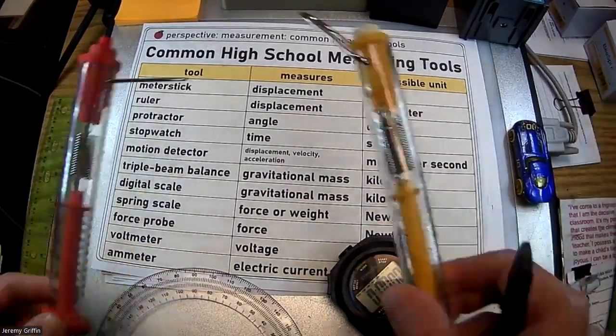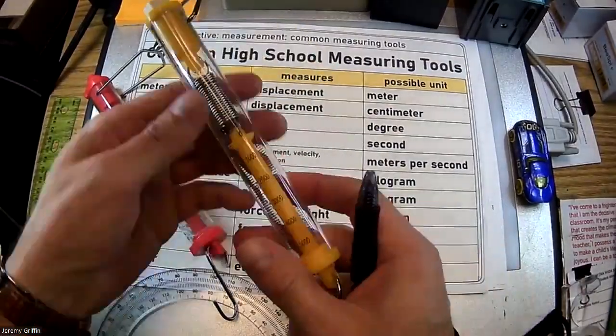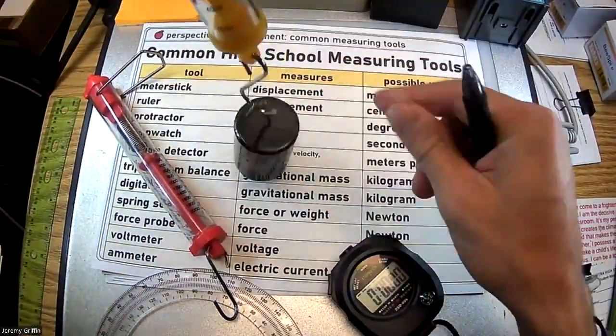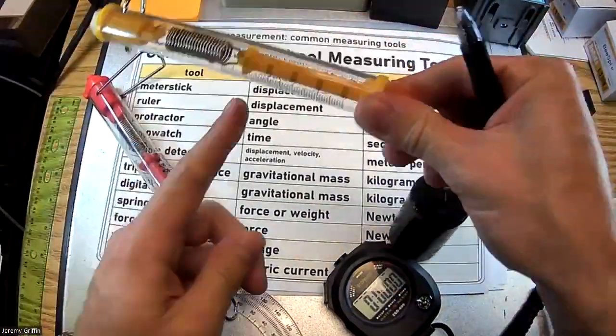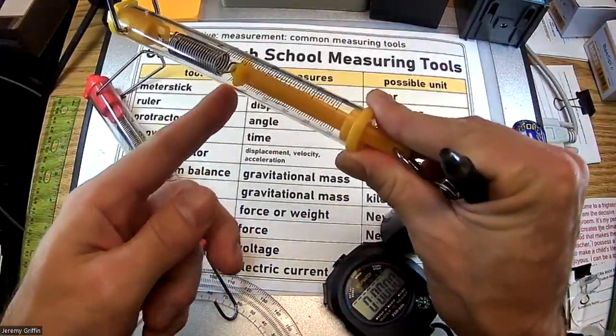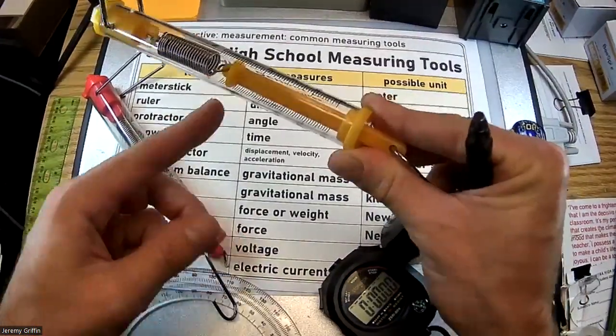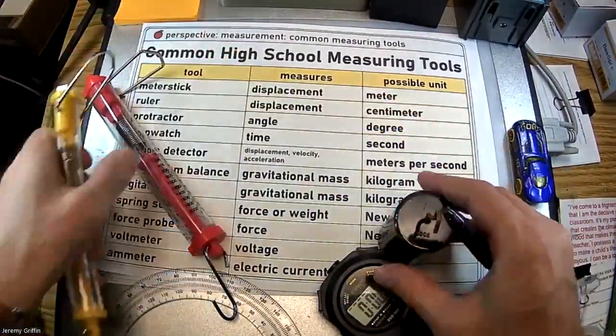Spring scale. I have a couple of spring scales around here. You could measure force. If you hang something from these spring scales, the heavier it is, the more it stretches the spring. In fact, that's a direct relationship. If it's twice as heavy, it'll stretch twice as much. That's called Hooke's law. It can tell you in newtons what that force is.